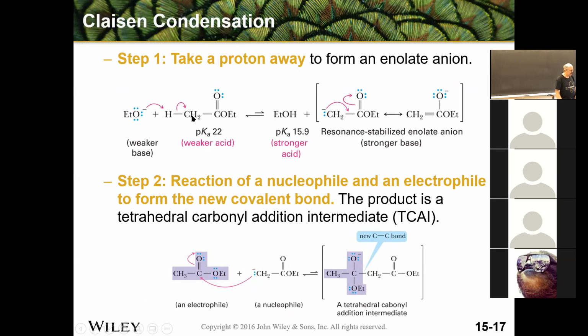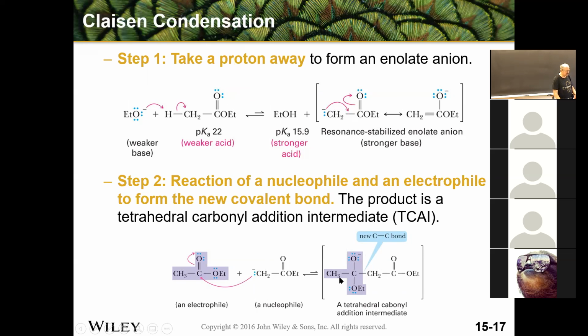Ester alpha hydrogens are a little bit less acidic than ketone alpha hydrogens. Ketone alpha hydrogens would be about pKa 20, whereas the ester is about 22. So this is going to remove the alpha hydrogen. It's an equilibrium. It does not favor the products. We get this resonance stabilized enolate anion. This anion then attacks another unionized ester.